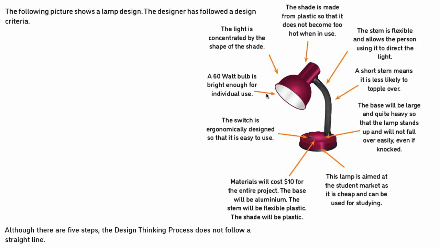A short stem means that it is less likely to topple over. So the shorter the stem is, the better it is for the standing. The stem is flexible and allows the person to use it to direct the light. The shade is made from plastic so that it doesn't become too hot.